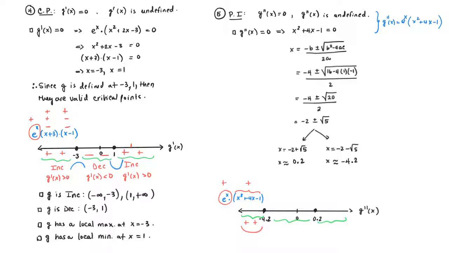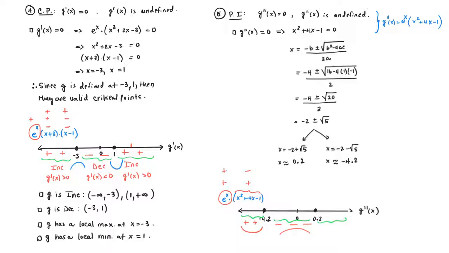Now we're going to go ahead and choose 0 as a test point. When we do that, imagine that I plug in 0 in x squared, and 0 in place of x in the second term. I am going to have just negative 1. A positive times a negative is going to give me a negative. So my graph here is going to be concave down.